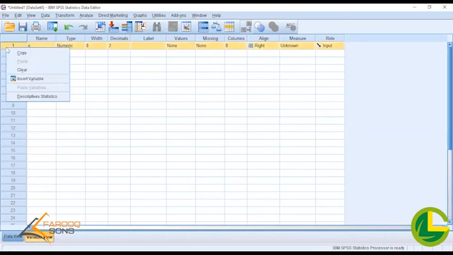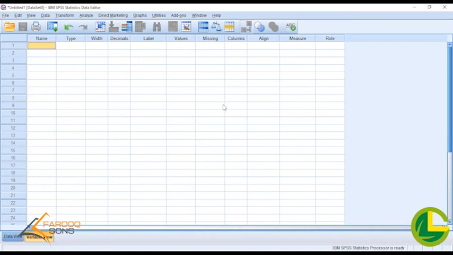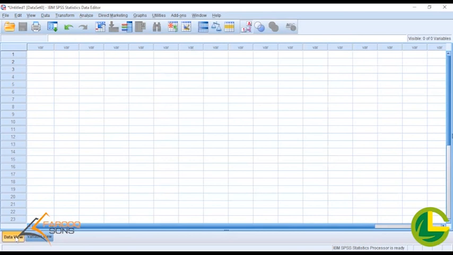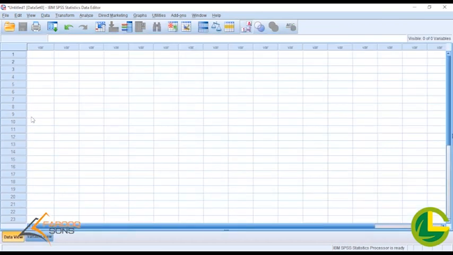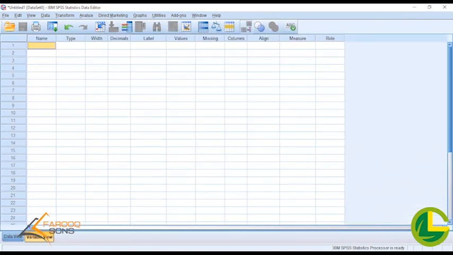So when you open your SPSS, you will get a sheet like this. It is just like a spreadsheet or Excel sheet, but this is the outlook of SPSS. There are two windows. One is called data view, and the other one is called variable view. In data view, you can see many variables there. And this is called variable view.